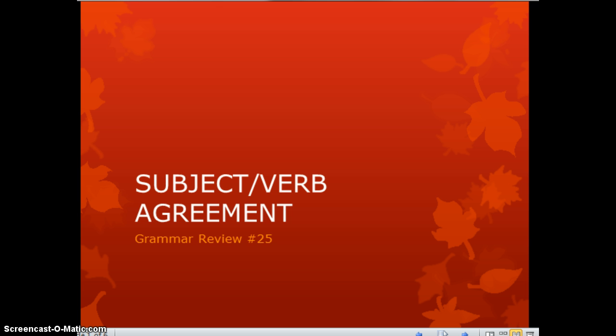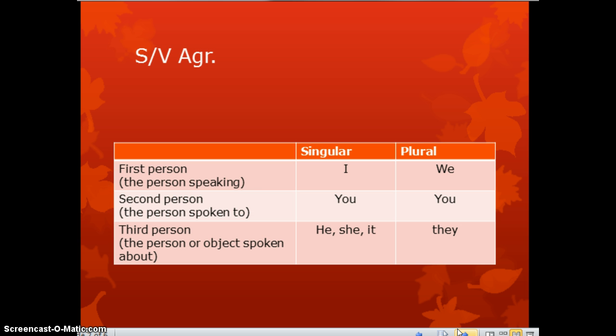And all subject-verb agreement means is that the subject and the verb match in number. If you have one subject, your verb must reflect that. If you have two or more subjects, your verb must reflect that as well. So a singular subject, which means one, has a singular verb form, whereas a plural subject will have a plural verb form.